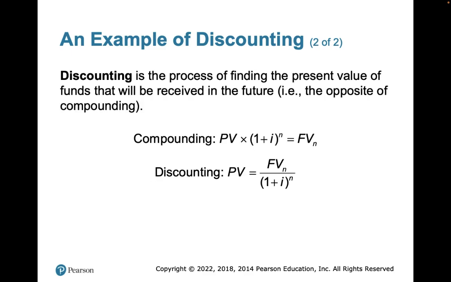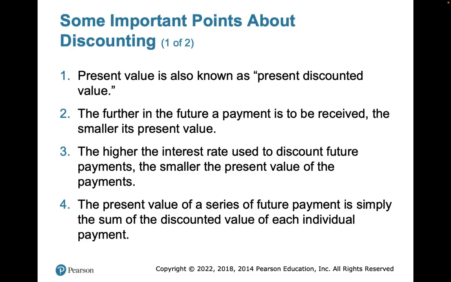So let's look at how these things happen. Discounting is the process of finding the present value of funds that will be received in the future. You can actually calculate this. This is the formula for compounding, and this is the formula for discounting: present value times 1 plus i, where i is the interest rate, raised to the number of years. Anywhere you see n, it's the number of years, and anywhere you see i, it's the interest rate. So we're just going to look at an example.